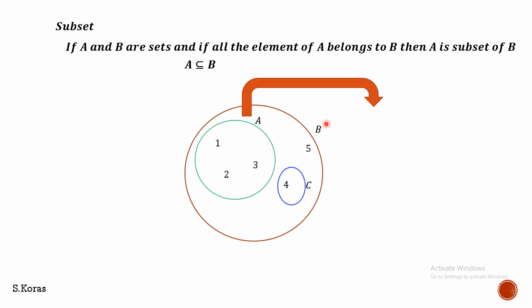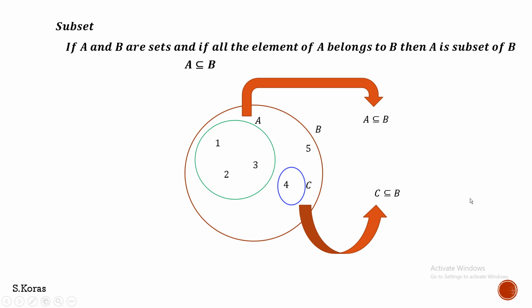So subset is nothing but we are taking some elements, only some elements or full elements, from a particular set. If we take like this, we can say that it is a subset. So if A and B are two sets, and if all the elements of set A belong to B, then A is a subset of B, and it is represented as A is a subset of B. So if you see here, you can clearly understand this A is a subset of B. Even C is also a subset of this B.